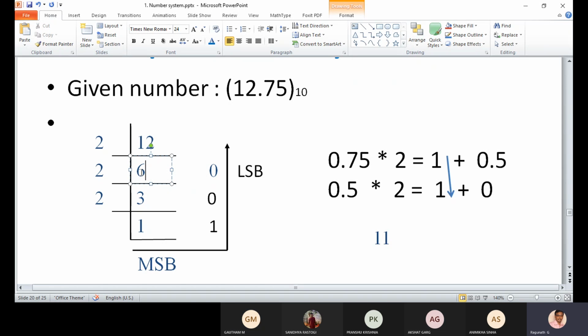So this again you should divide by 2. You will get quotient 3 and remainder 0. Is this 3 greater than 2 or less than 2? Greater than. Okay. Can I go one more iteration, or can I stop here?